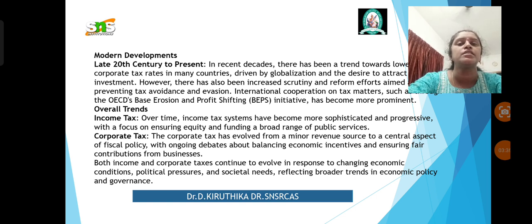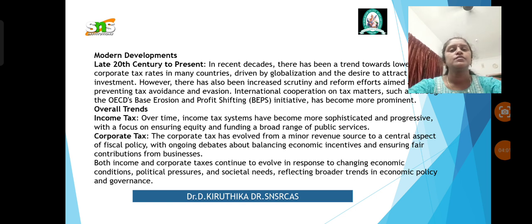Then the modern development: in recent decades, a trend towards lower corporate tax rates in many countries was driven by globalization and the desire to attract investments. However, there has also been increased scrutiny and reform efforts aimed at preventing tax avoidance and evasion. Overall, income tax systems over time have become more sophisticated and progressive, with a focus on ensuring equity and funding a broad range of public services. And corporate tax has evolved from a minor revenue source to a central aspect of fiscal policy, with ongoing debates about balancing economic incentives and ensuring fair contributions from businesses.